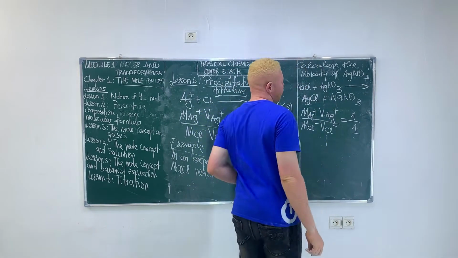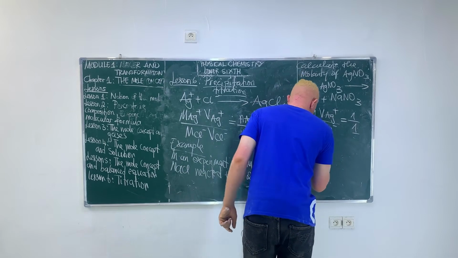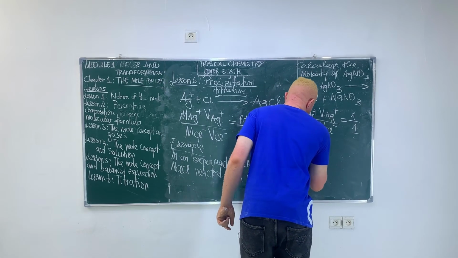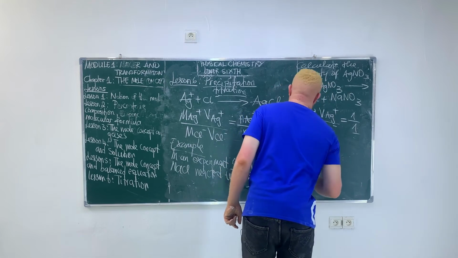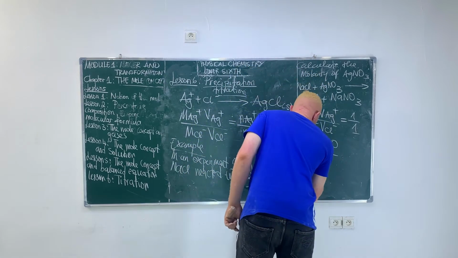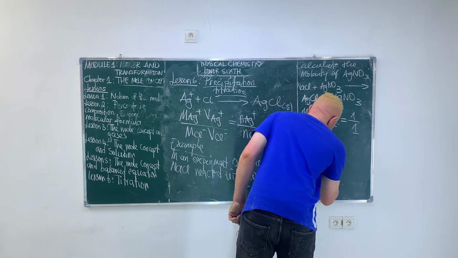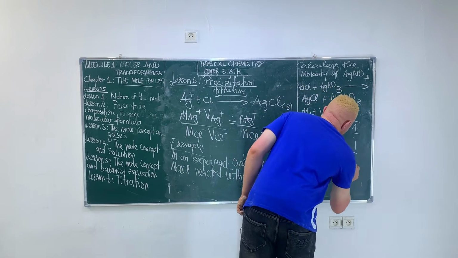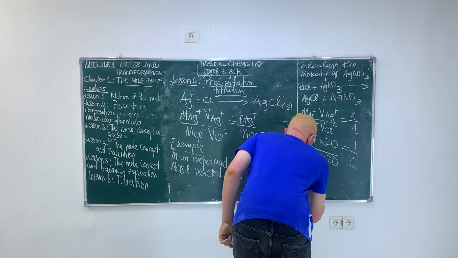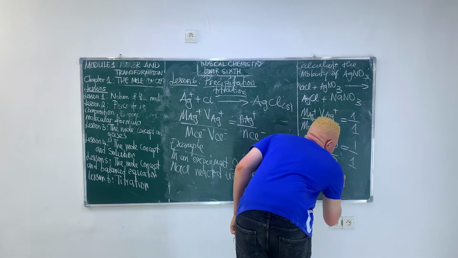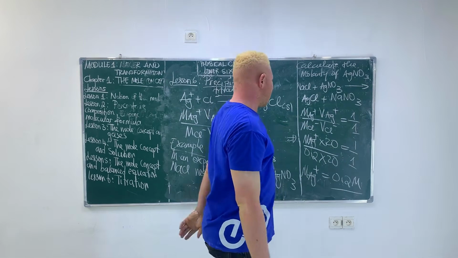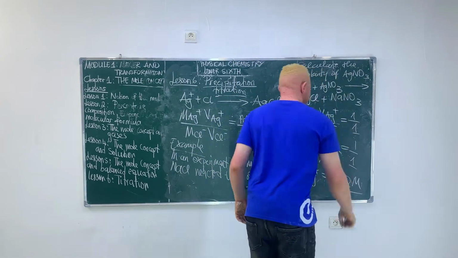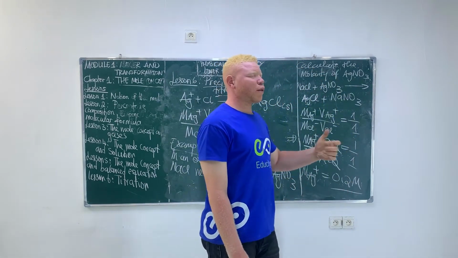Given that our coefficient is 1 over 1, we make use of the molarity of Ag. The molarity of Ag+ times the volume of Ag+, over the molarity 0.2 times the volume, equals 1 over 1. So you cross multiply and cancel, and the molarity of AgNO3 is obtained.